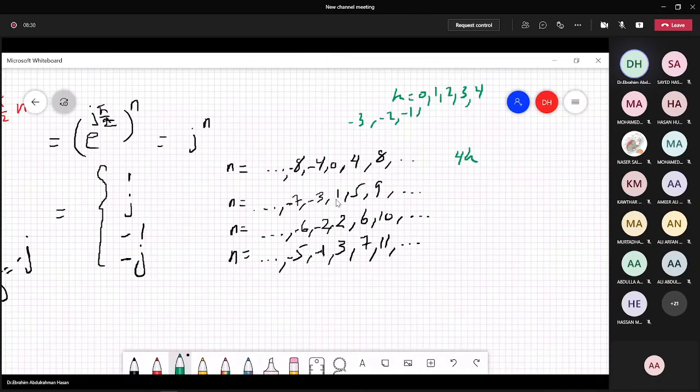Okay, this one is 4k plus 1. And this is 4k plus 2. And 4k plus 3. So k equal to 0. Okay, so k equal to 0, then this is equal to 0, 1, 2, 3. So it is 1, j, minus 1, and minus j.